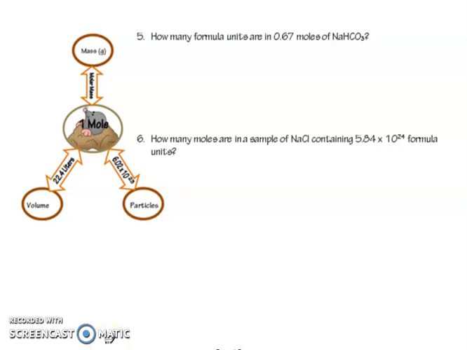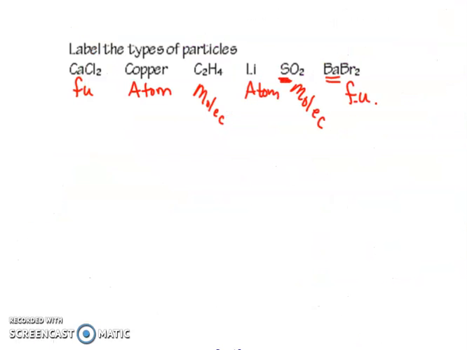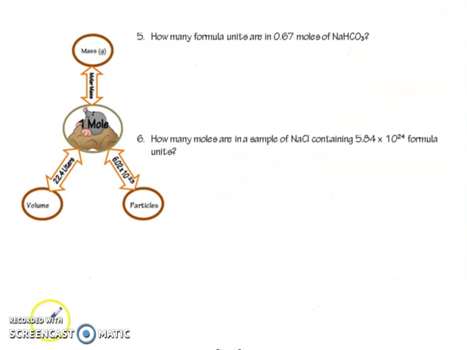Okay, everybody, we're going to continue with our notes on moles. If you remember right, before we were using this top part right here, using molar mass to help us find how much mass is in a mole or vice versa. And those were problems 1 through 4. Okay, so we spent that time already. So now we're going to start with the different types of particles.